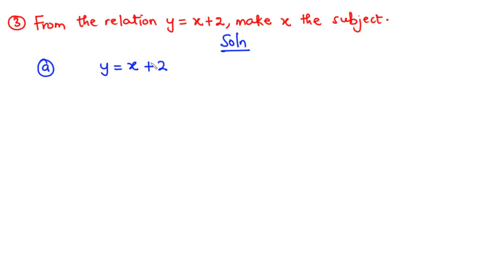So what we are going to do here is subtract 2 from both sides of the equation. On the left hand side, we have y, and then we subtract 2, and that is equal to, on the right hand side, we have x plus 2, and we also subtract 2. So we are going to have y minus 2 on the left hand side, and that is equal to, plus 2 cancels minus 2, we have x on the right hand side. Therefore, x is equal to y minus 2.